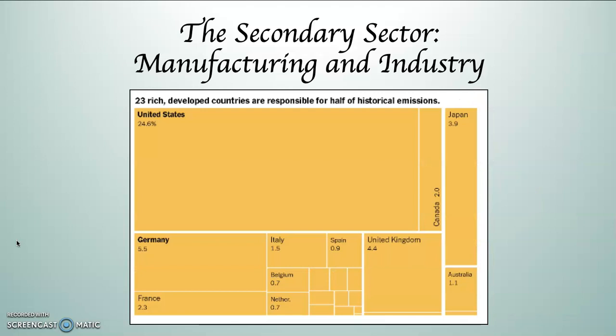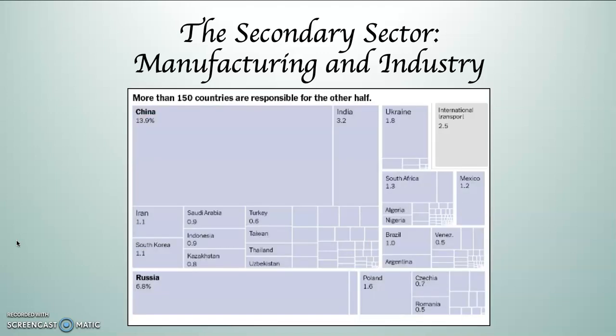Now take a look at this graph. It's kind of unusual, but you can handle it. 23 rich, developed countries are responsible for half of all historical emissions. Historical is critical. This means over time, not just today, but over time. And you can see that over time, the United States, number one, 24.6% of historical emissions. Now, if you look at this, you can see that more than 150 countries are responsible for the other half. So in other words, mostly developing countries are creating the other half.